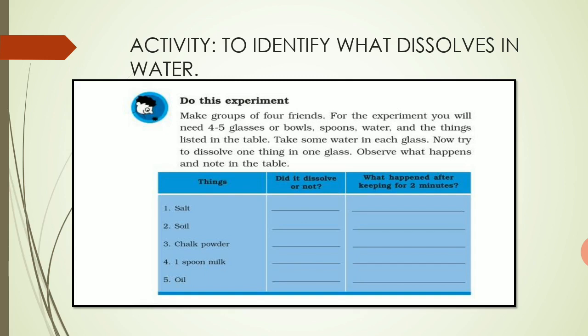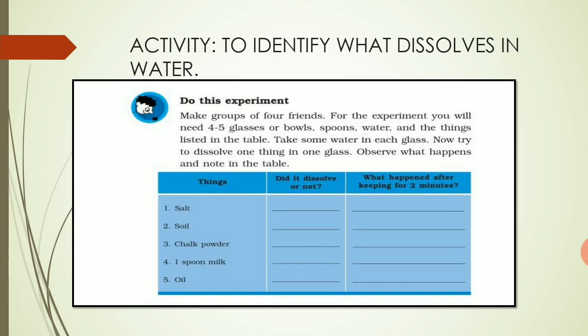This is an activity to identify what dissolves in water. Children, for this activity you need 5 glasses, a spoon, water, and the things which are listed in the table, that is salt, soil, chalk powder, 1 spoon milk and oil.